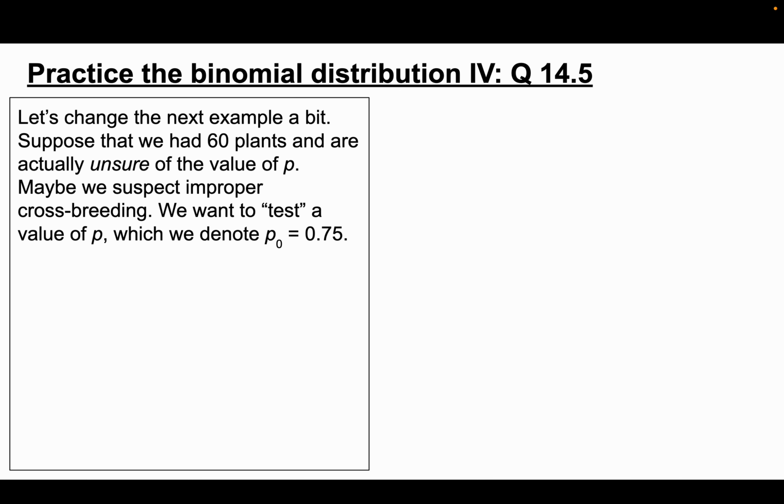So suppose that we had 60 plants and we're actually unsure of the value of P. So maybe we suspect improper crossbreeding or some kind of problems with how we bred the plants, whatever. So we want to test the value of P, and let's just assume that we have P naught here equal to 0.75.